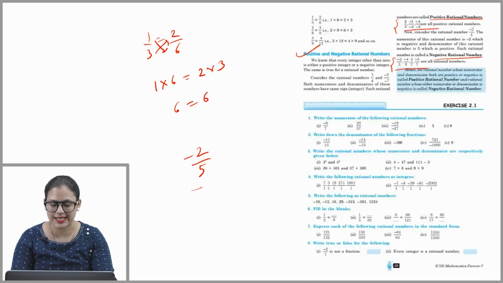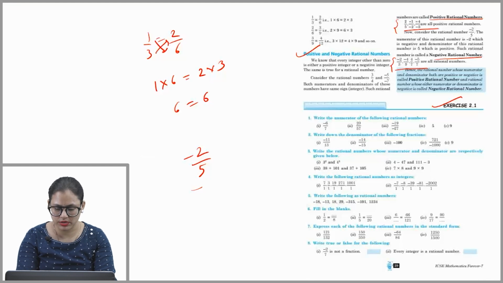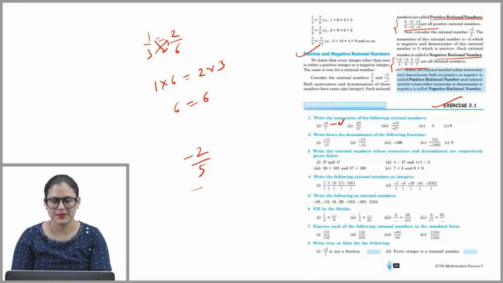Exercise 2.1: write the numerator of the following rational numbers. The numerator is what? Minus 6, right?